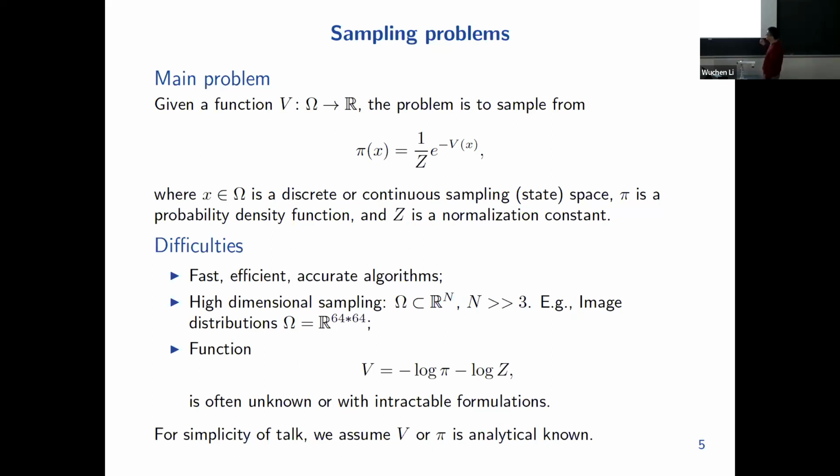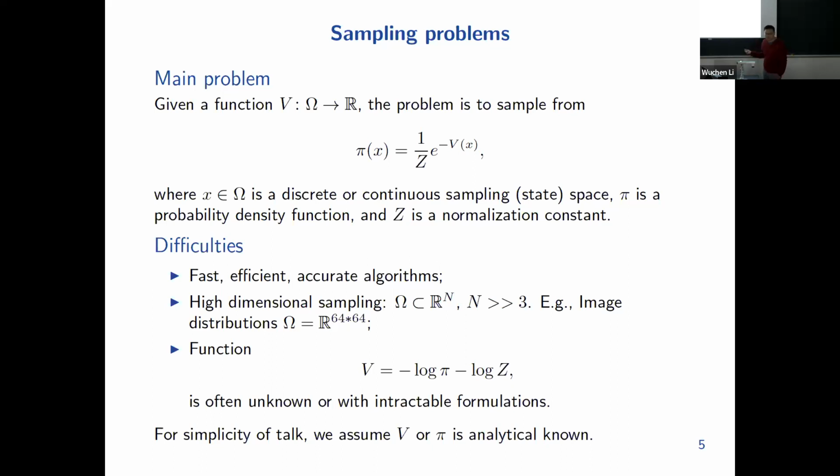The point here is we want to design fast, efficient, and accurate algorithms. Now I will define what we mean by fast, what we mean by efficient, and what we mean by accurate. So we will use some mathematical way to justify it. The second problem here is you want to sample a high dimensional problem. High dimensional usually means n is much larger than 3. For example, for images, it's R^(64 times 64), or 32 times 32, right? A high resolution image means an even higher dimensional sample space.